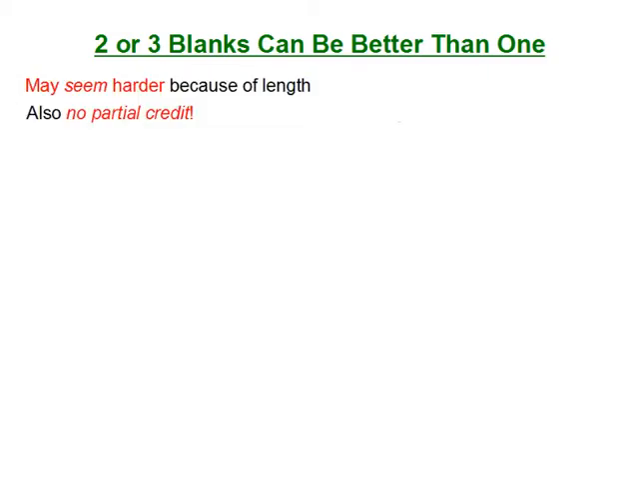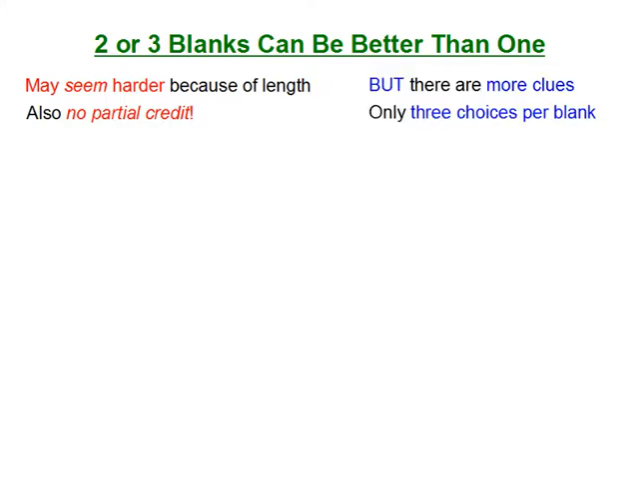Now, one thing that I always like to remind students is that two blanks can often be better than one, even though it seems intimidating. It seems like you have more to do. There are reasons that this can be actually easier. You don't get partial credit, which is a bummer, so you have to get both blanks or all three blanks correct before you receive any credit. But there are a couple of things that you have to your advantage. One being there are more clues if there are more blanks, and if there are more clues, then there's more information to work with.